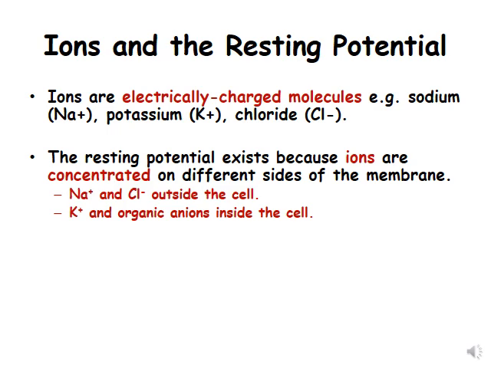Let's move now to the ions and the resting potential. Why is the resting potential equal to minus 70 millivolts? Why is it negatively charged? Ions are electrically charged molecules. For example, sodium, Na+, is a cation, with a positive charge. Potassium, K+. Chloride ion, Cl-. The resting potential exists because ions are more concentrated on different sides of the membrane. Na+ and Cl- are outside the cell, while K+ and other organic anions are found inside.